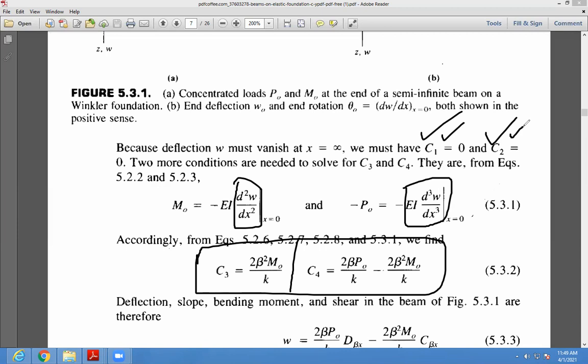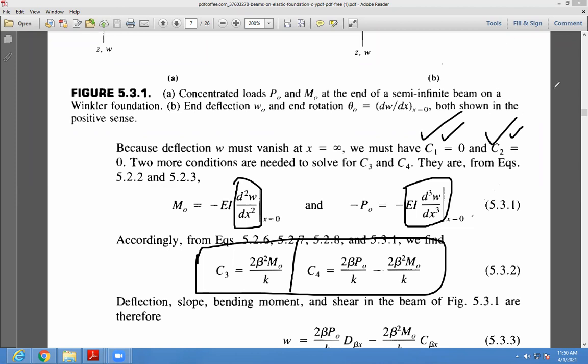Ultimately, what is our aim? By using the boundary conditions, we have to find out the constants C1, C2, C3, C4. For that, we have to use the equations of moment, load, slope, deflection, shear, etc. We have to use the equations, and then put in the boundary conditions. Then we find out the constants C1, C2, C3, C4.